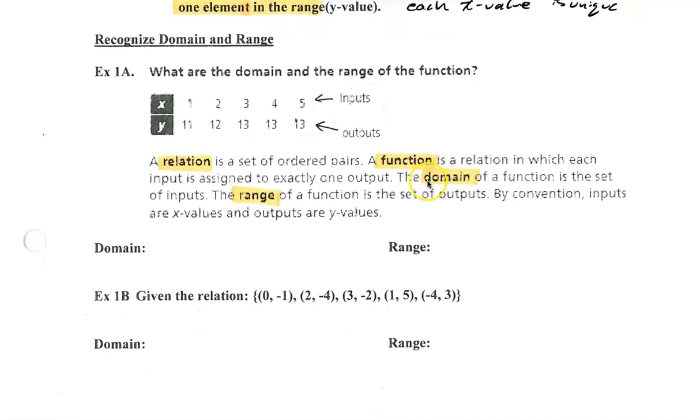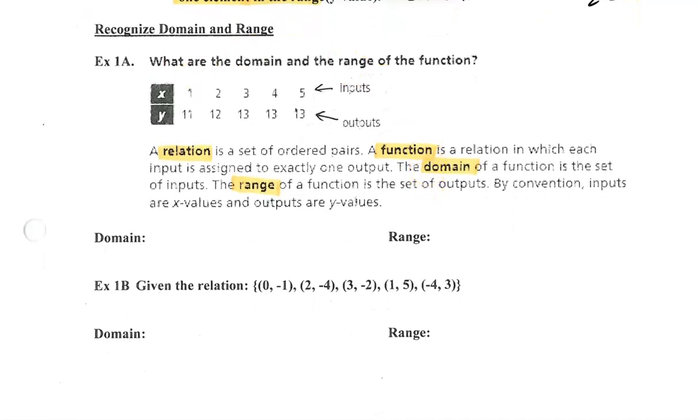Okay, so let's do an example. Let's just talk about how to recognize the domain and range. So in this example, we have a table where x values are also known as our inputs and our y values are our outputs. And all these are coordinate points. Like this point right here would be the point 1, 11. And this would be like 3 and 13. And so on.